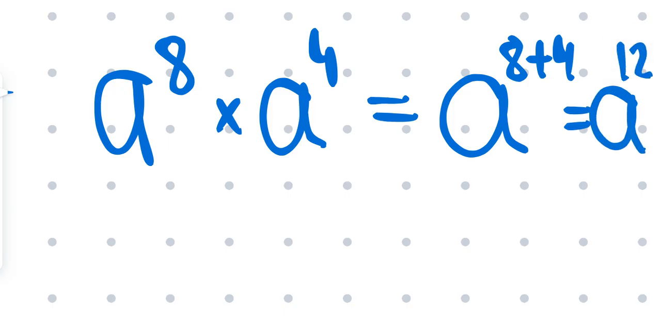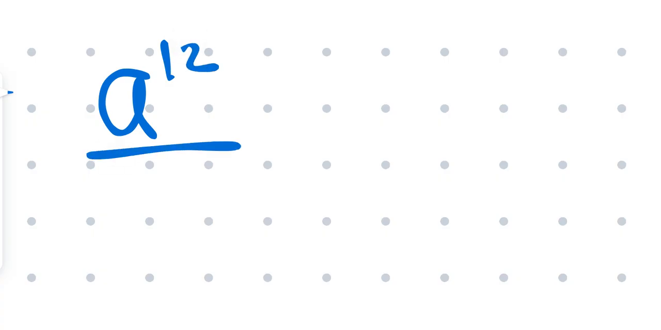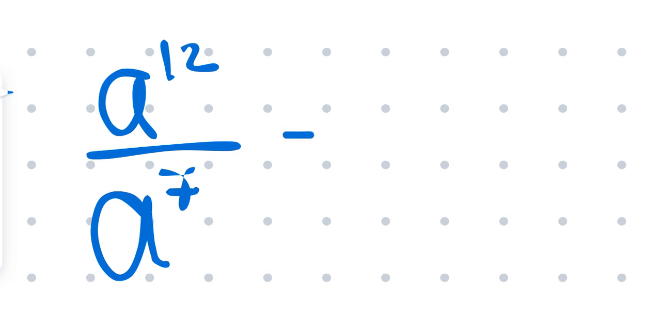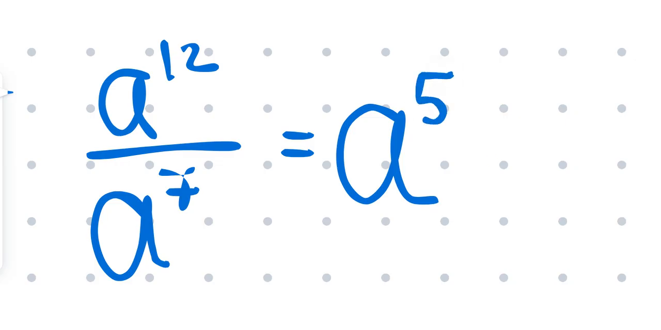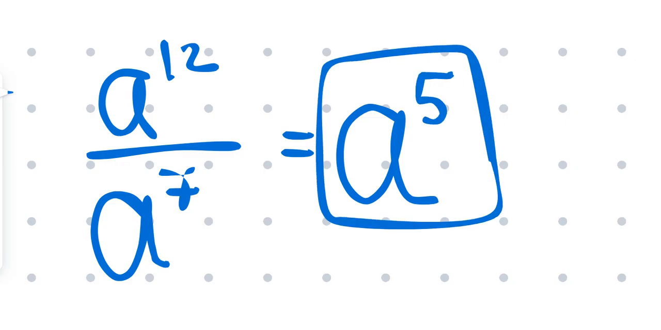All right, if we have, let's say, division, a to the power of 12 divided by a to the power of 7, this will be a to the power of 12 minus 7, which is equal to 5. So the answer will be a to the power of 5.